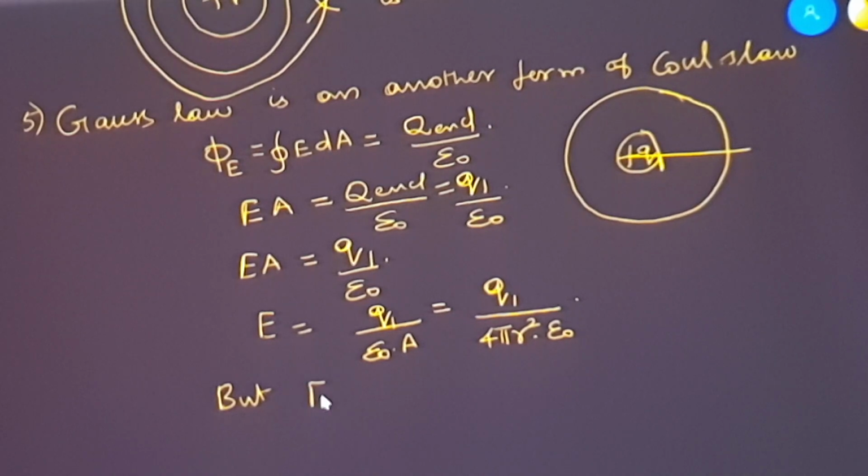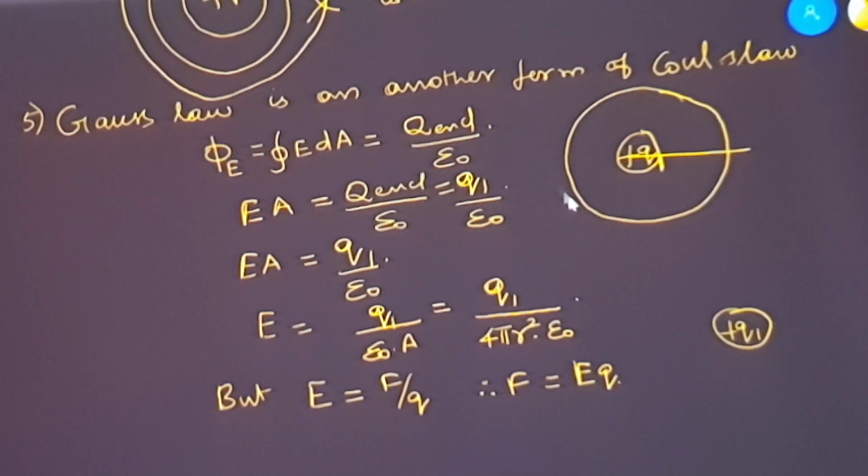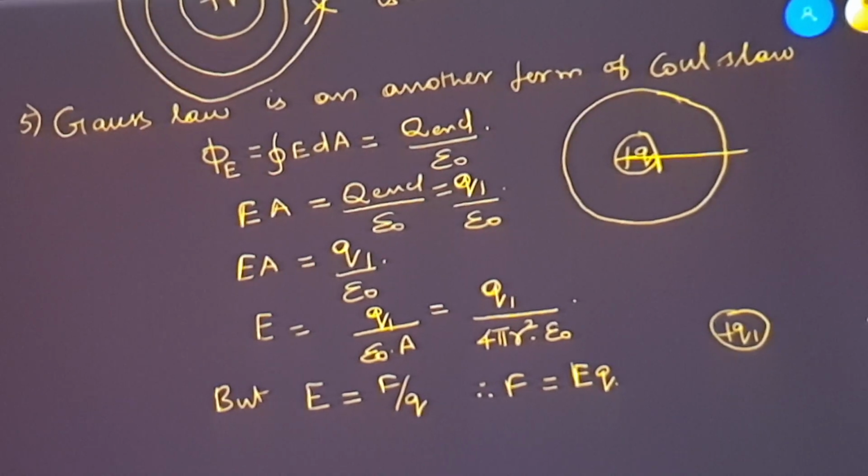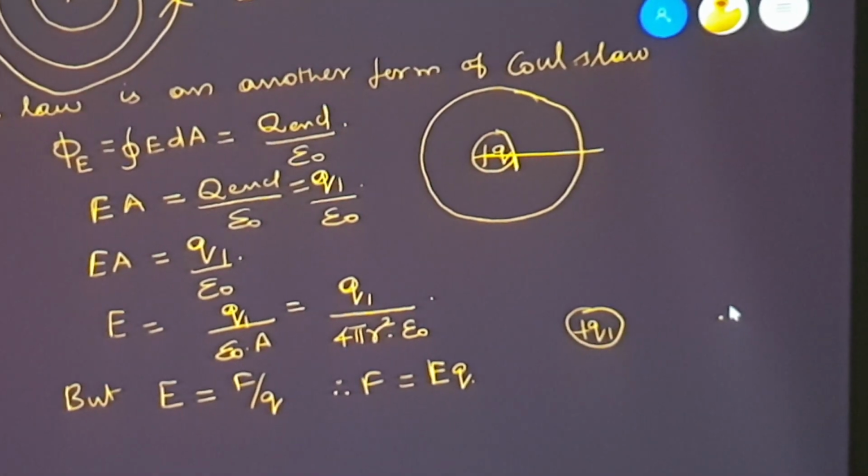But we know that the electrical field E is equal to force per unit charge. Therefore, I can write F is equal to the electrical field E into Q. So now I am drawing the second diagram again. I am taking the plus Q1 here. Now I am removing this Gaussian surface and I am placing another charge here, Q2.